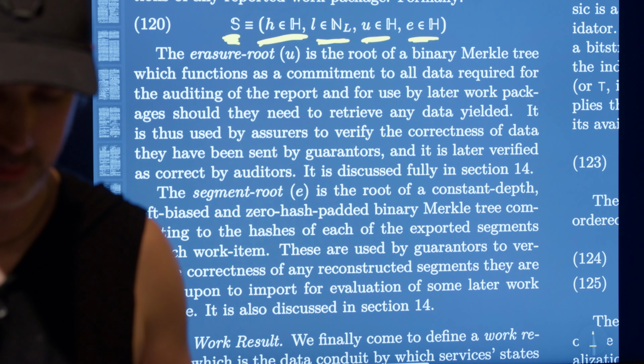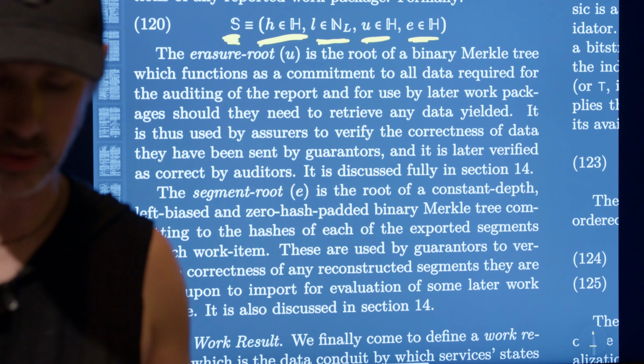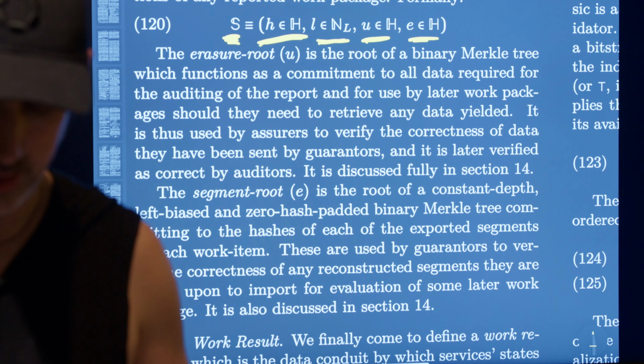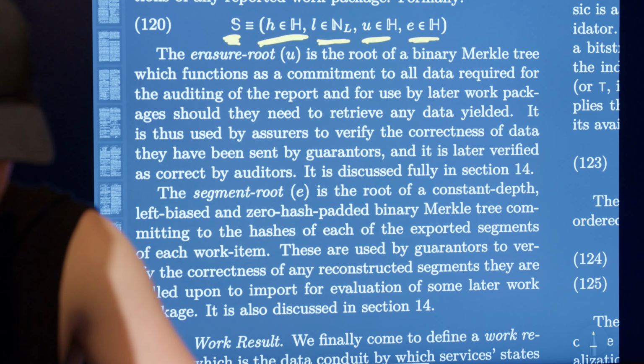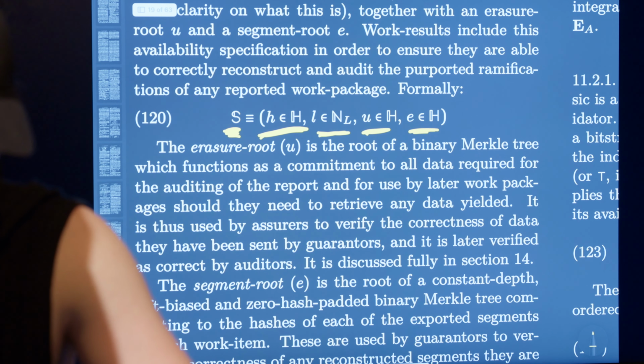The erasure root and segment root are both Merkle roots. One of them is constant depth: the segment root is constant depth. The erasure root is a binary Merkle, just a regular one. It doesn't necessarily have constant depth, and it commits to the data required for auditing.